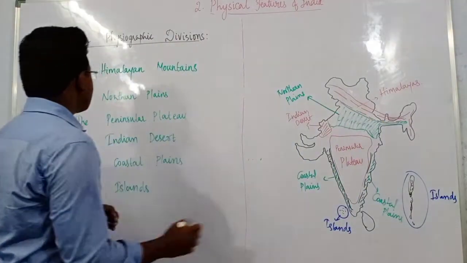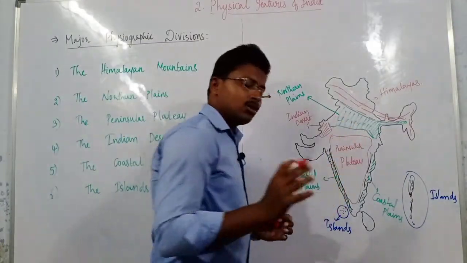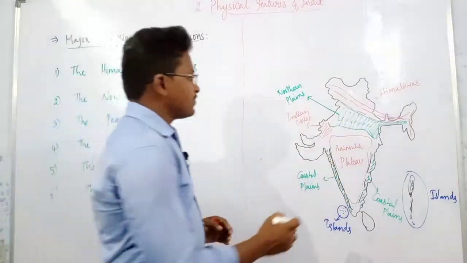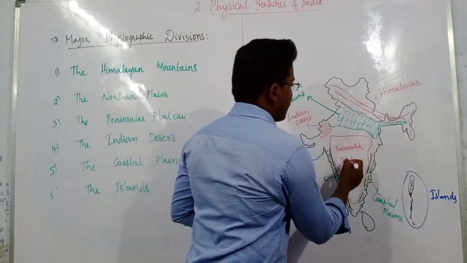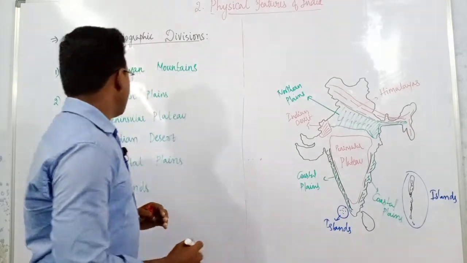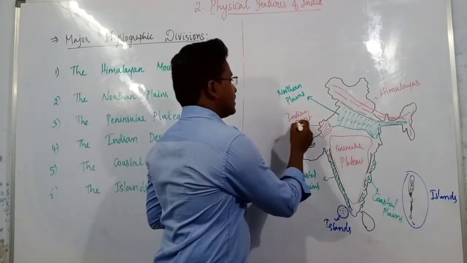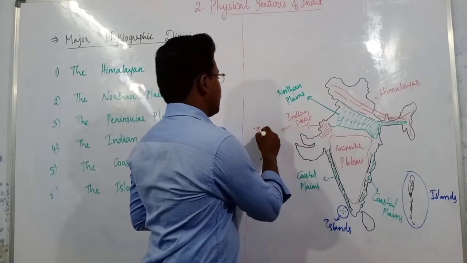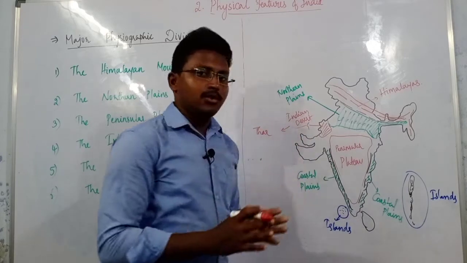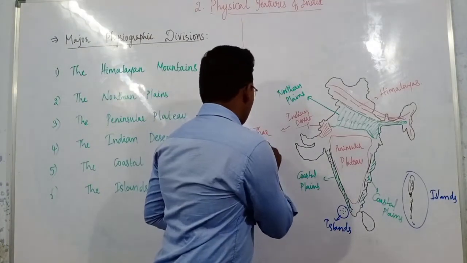And below the northern plains you find the peninsular plateau region. The next one is the Great Indian Desert. You all know that the Great Indian Desert is also known as the Thar Desert, which is located in the western part of our country in the state of Rajasthan.